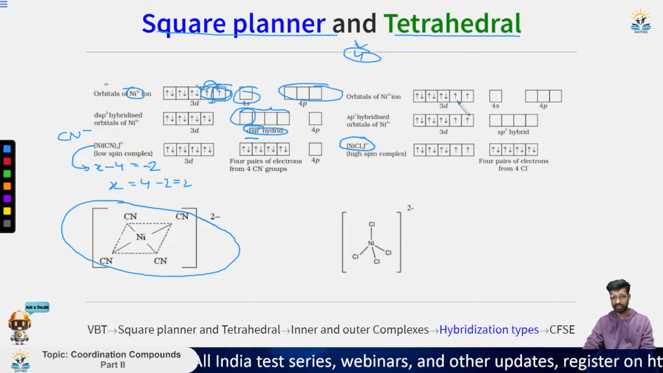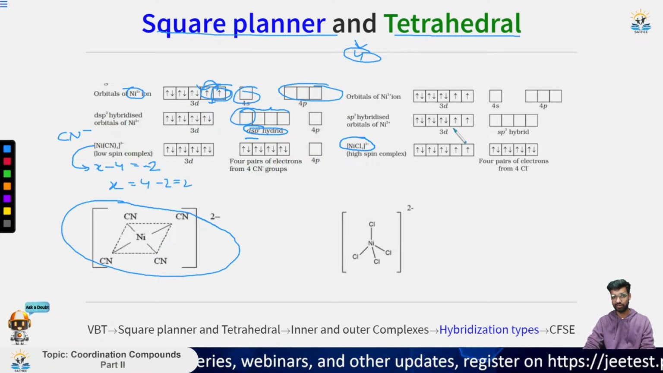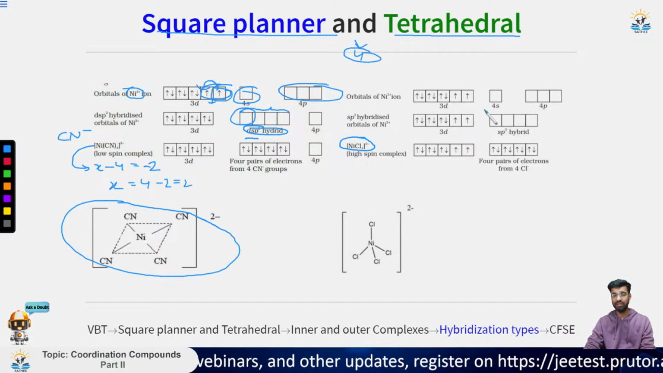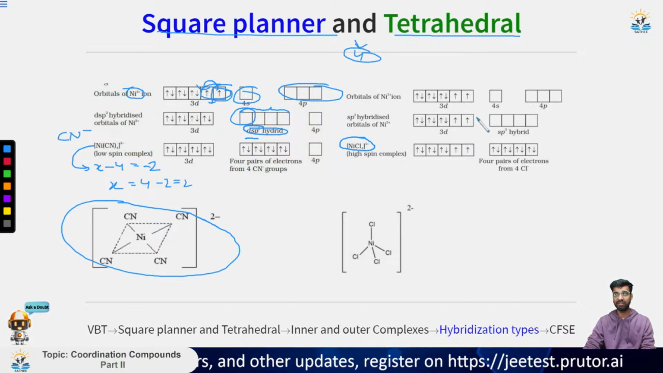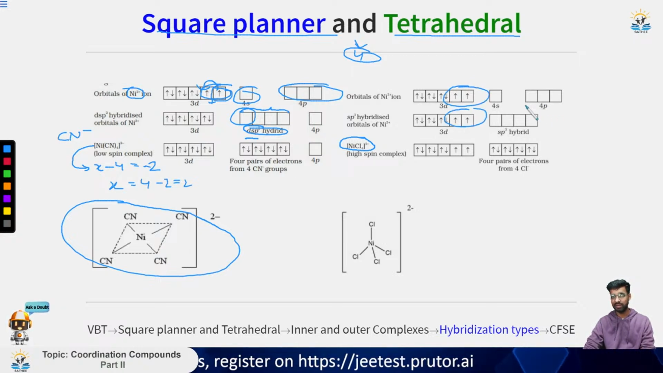Since chloride is a weak ligand, we will study weak and strong ligands in the upcoming CFT theory. But for now, it does not pair the electrons, so we are not having any pairing of electrons. These 2 electrons remain as they are, and now we need 4 vacant orbitals. So these are the available 4 vacant orbitals, and the hybridization becomes sp3.